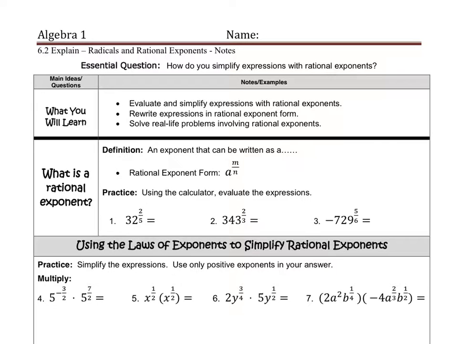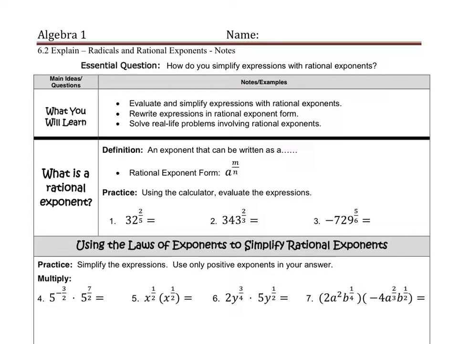Today we're going to be working with rational exponents, and all a rational exponent is, is an exponent that is a fraction. So we're going to start with number 1, 2, and 3. I want you to do it on your calculator, just practice entering in something with a fractional or a rational exponent. So go ahead and get the answers to number 1, 2, and 3 using your calculator.